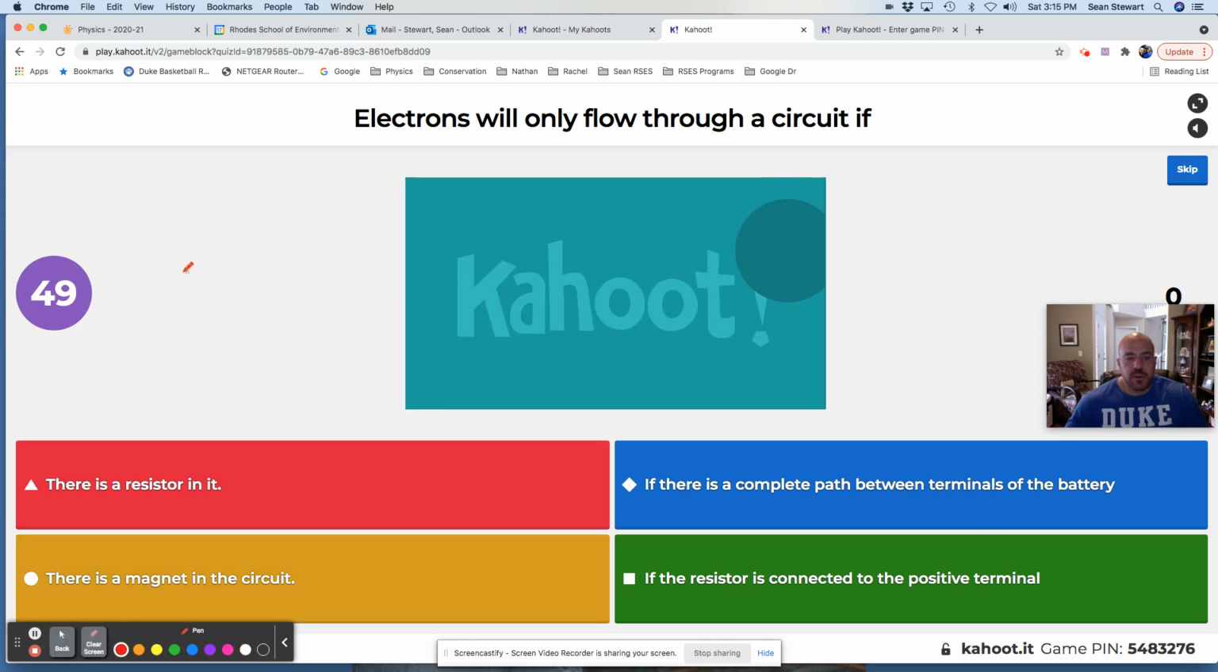Remember, circuits only work, here's my battery, if they can go all the way around. So that means there's a complete path between the sides or terminals of the battery. Blue is good.